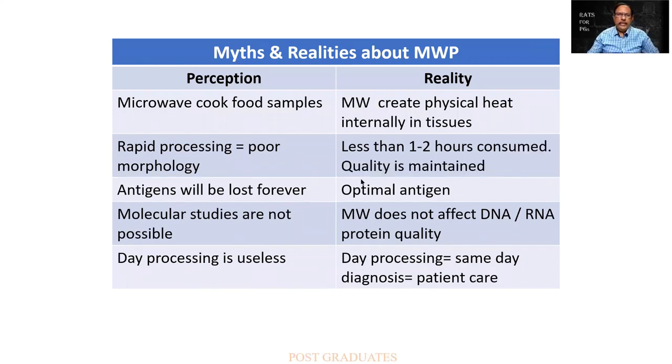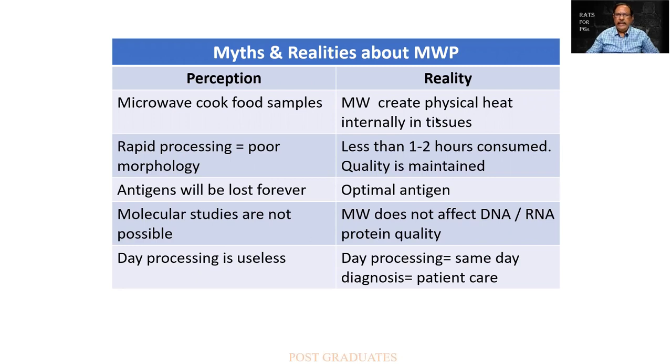This tabular column is important for you people. What are the myths and realities regarding microwave processing? The common perception, that is the belief, is it is used for food samples. Secondly, the rapid processing does not preserve the morphology of the tissues. Antigens will be lost. This cannot be used for molecular studies. And the same-day processing system is a waste of time. These are the common perceptions.